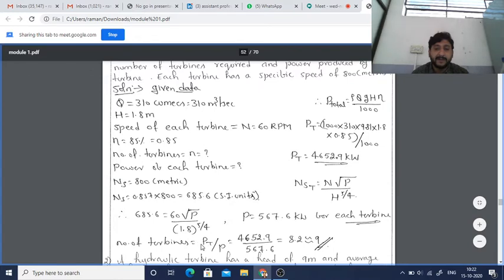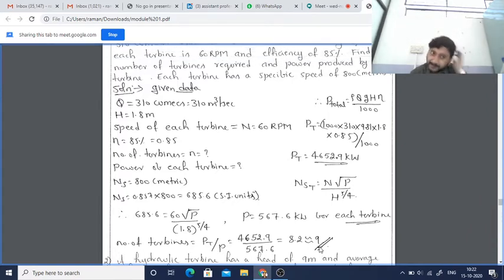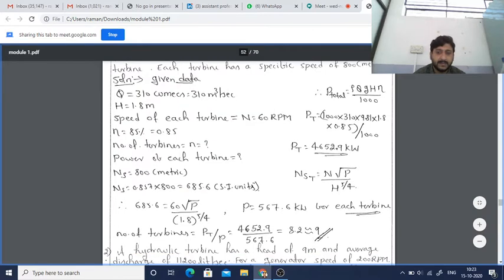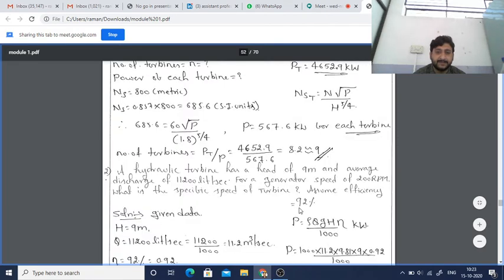Okay, so the number of turbines is total power divided by power of each turbine. If you divide this, you will get the total number of turbines. So this is the total power and this is the power of each turbine. If you divide the total power developed by the power produced by each turbine, then we are going to get this answer. So the number of turbines is 9. Okay, so let's go for the next question then.